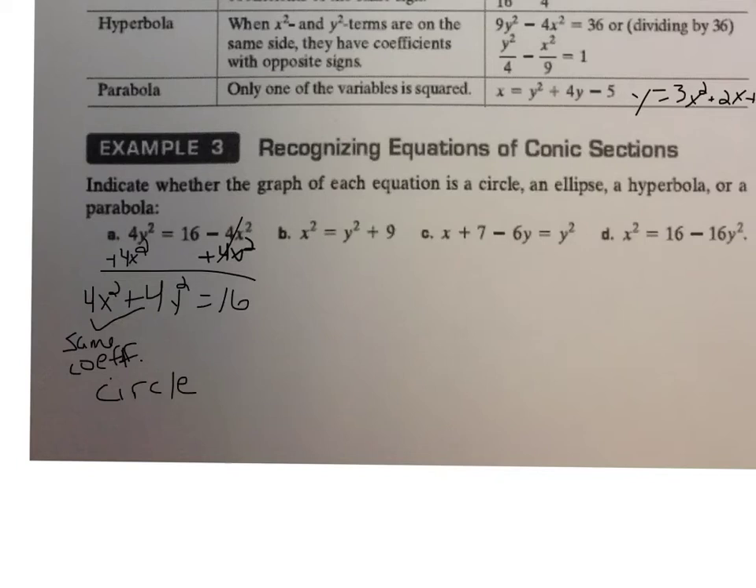All right, and B, subtract the y squared over. And in subtraction, you usually write whatever's negative second. So you got x squared minus y squared equals 9. And anytime we have subtraction, then you get a hyperbola. Oops, forgot my B. Can't spell today.